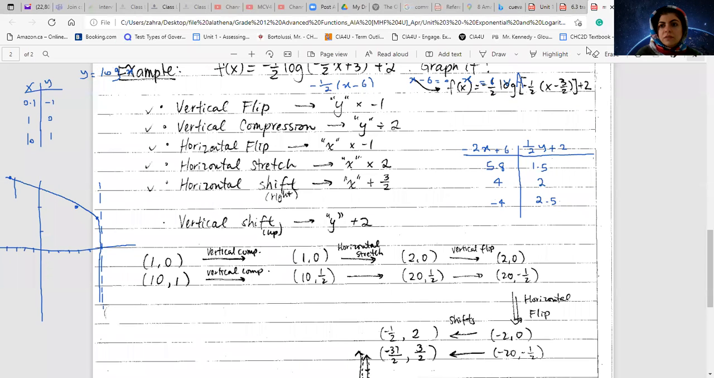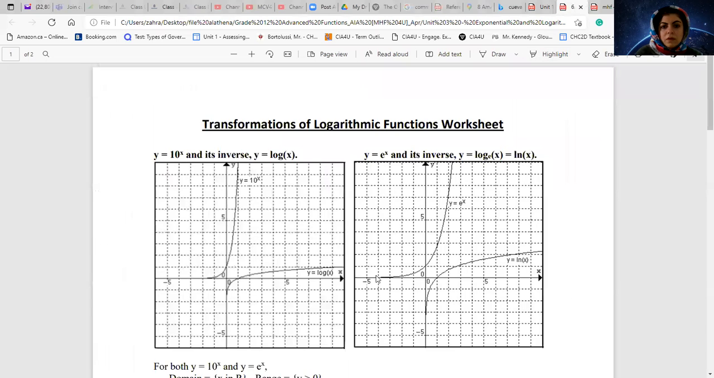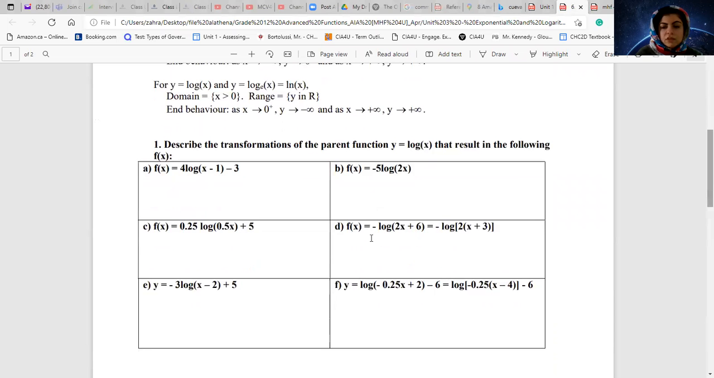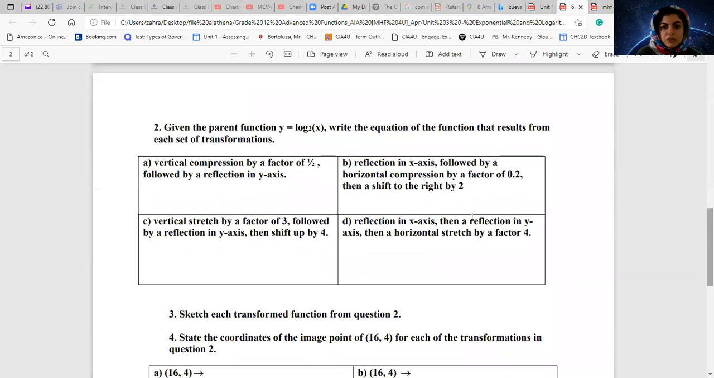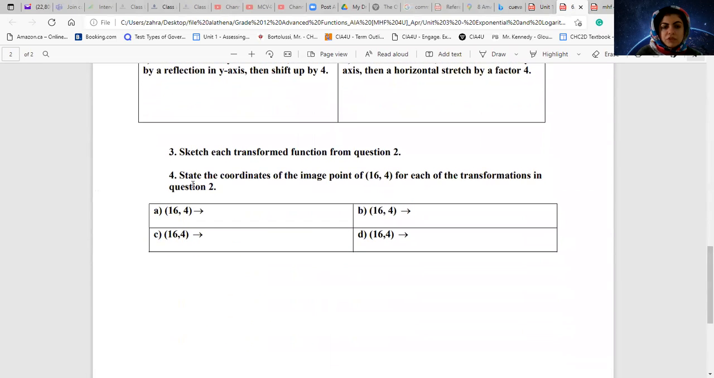For worksheets, okay, so the worksheet that you see here, I want you to do question number 1, describe the transformation, and question number 2, and question number 3 and 4.